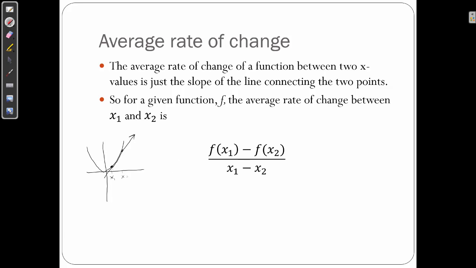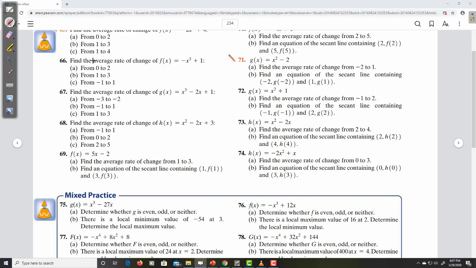So let's do a problem. Let's look at 66 here. Find the average rate of change of f of x equals negative x cubed plus 1. From 0 to 2, well, let's see. Let's do all of these. So let's find a bunch of function values. F of 0 would be 1. F of 2 would be, let's see, negative 8. 2 cubed is 8, so negative 8 plus 1 is negative 7.